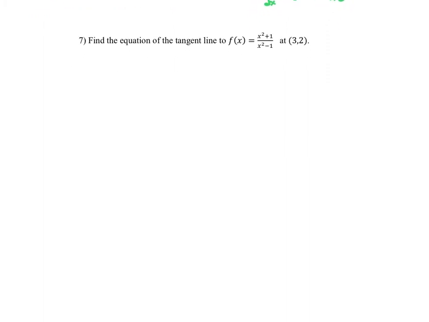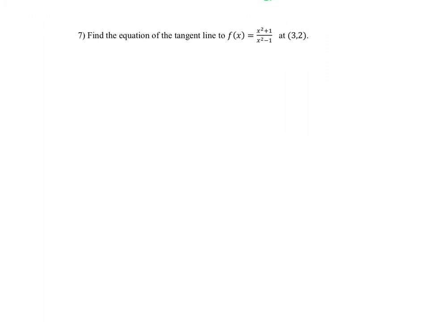Okay, let's look at number 7. Find the equation of the tangent line to f of x at the point 3, 2. So I'm going to use point slope form. So I need a point, which I have, and I need a slope. I need to know this. What's f prime at 3? So I got to find f prime of x first.